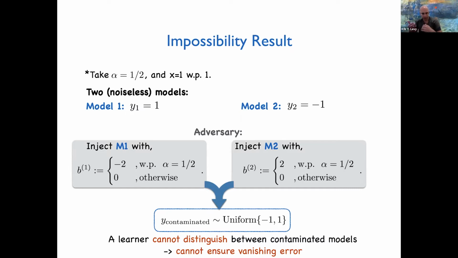They're uniformly distributed between -1 and 1. So actually, any learner cannot distinguish between these models from the contaminated samples, meaning that we cannot do learning in this case. Okay, so far for the bad news, and we can now talk about the good news.